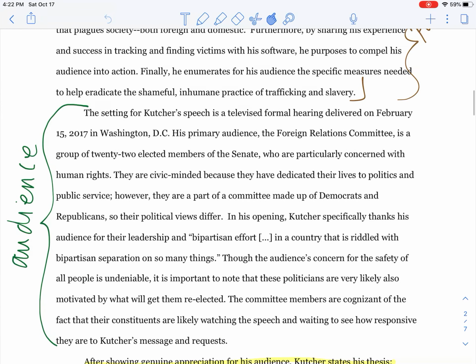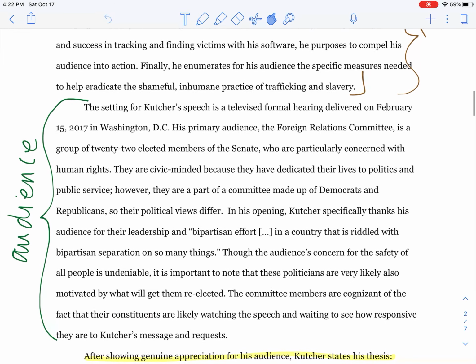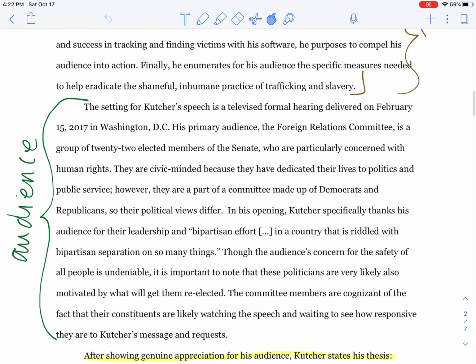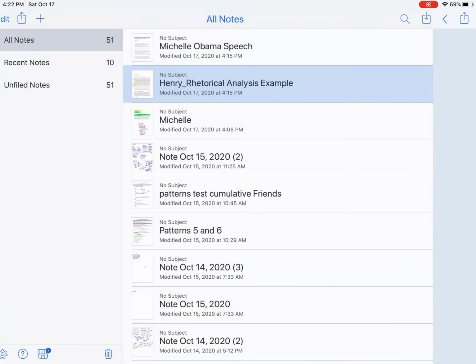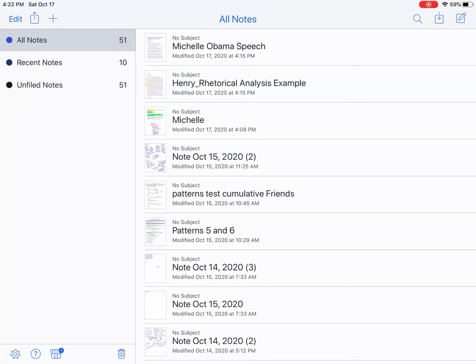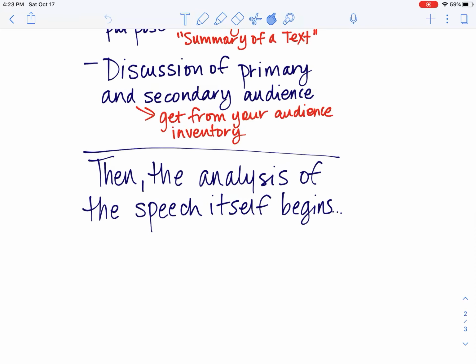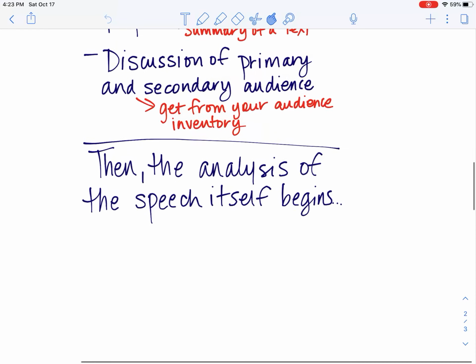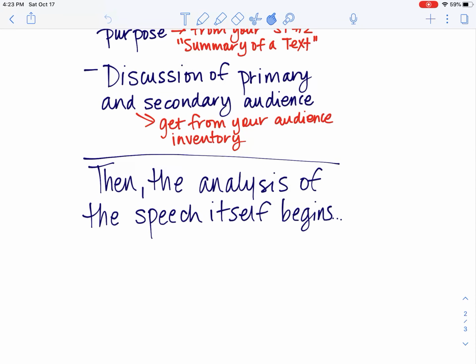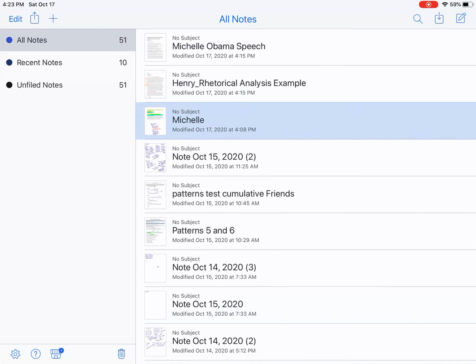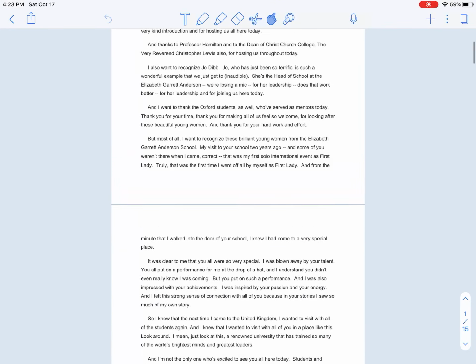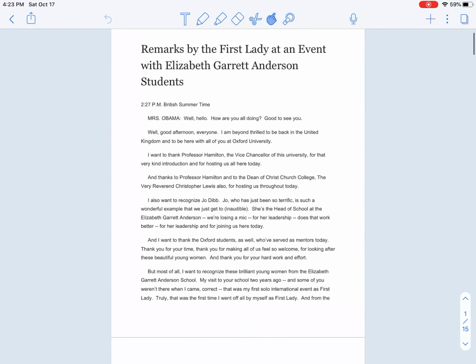Then you have discussion of the primary and secondary audience. And that's the point at which the rhetorical analysis begins with the body of the work. So it says, then the analysis of the speech itself begins. So when I was working with Bella, we talked about her speech. Hers is this Michelle Obama speech at the Elizabeth Garrett Anderson School for Girls, I think it is.